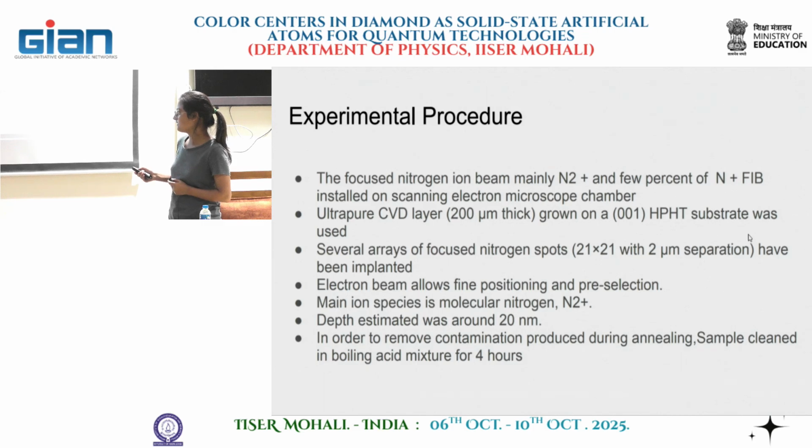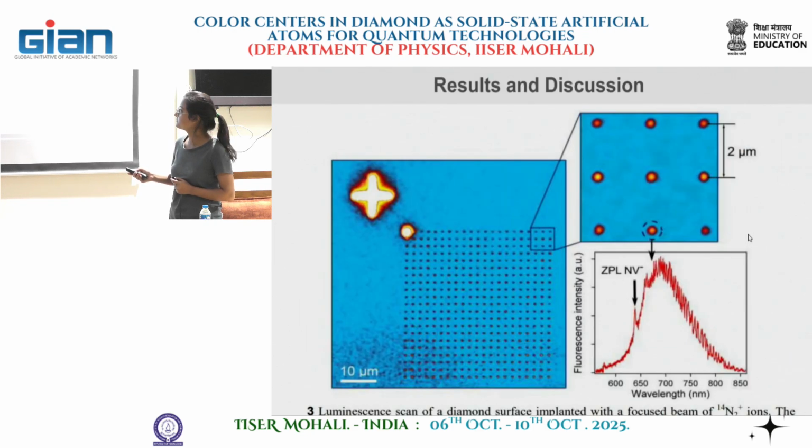And during the process of annealing, it is possible to get some contamination in the sample. So in order to remove the contamination, the sample was cleaned in a boiling acid mixture for about 4 hours. So these are the results.